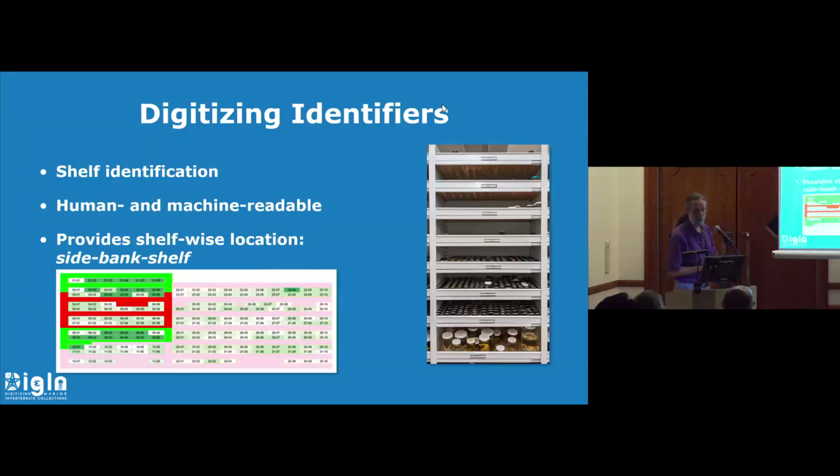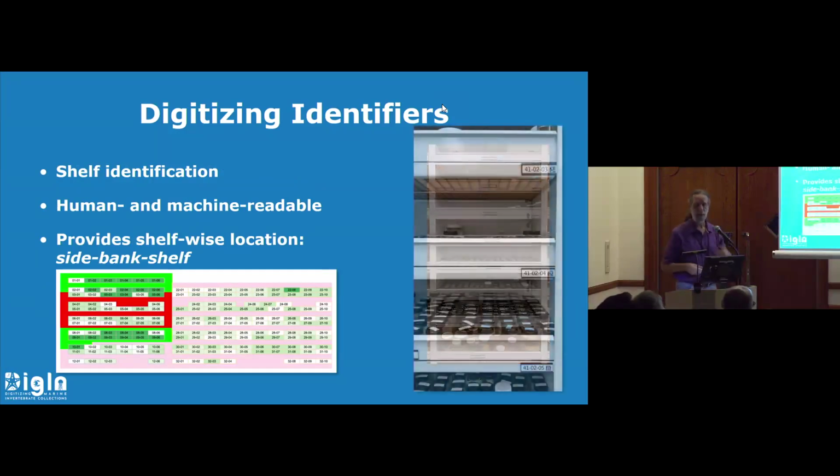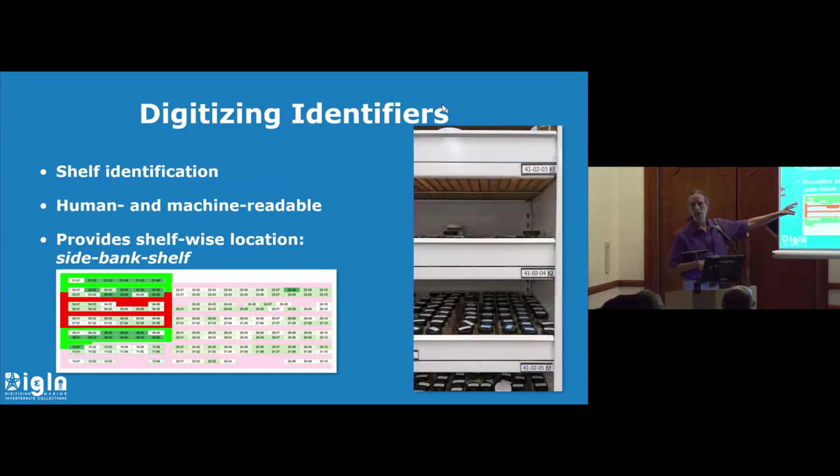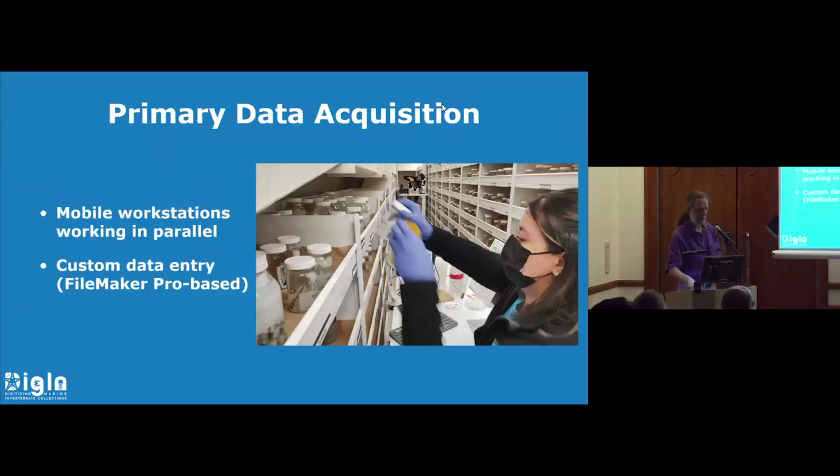We also put digitizing identifiers on the shelves. So every location of everything as we were digitizing was registered onto a shelf. We can just read that with a barcode scanner as we go along and then start digitizing the shelf because the person is sitting right there. So everything is registered to its location on the shelf and bank in the museum as we go along.